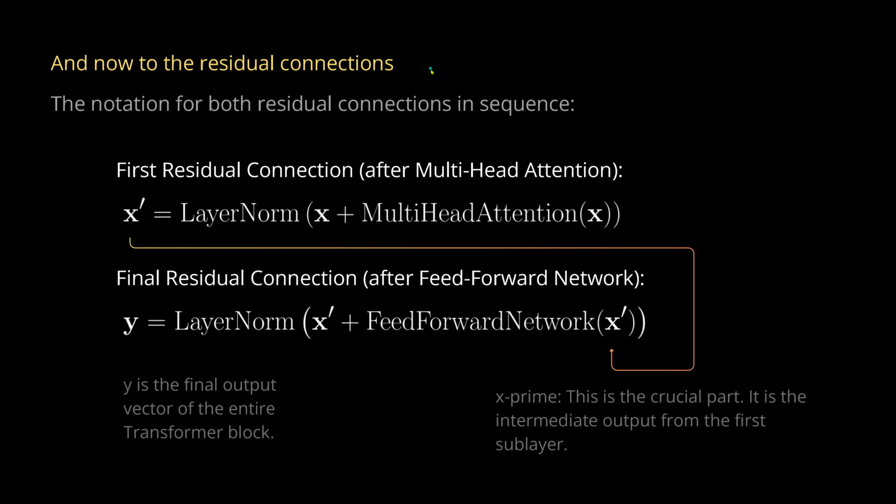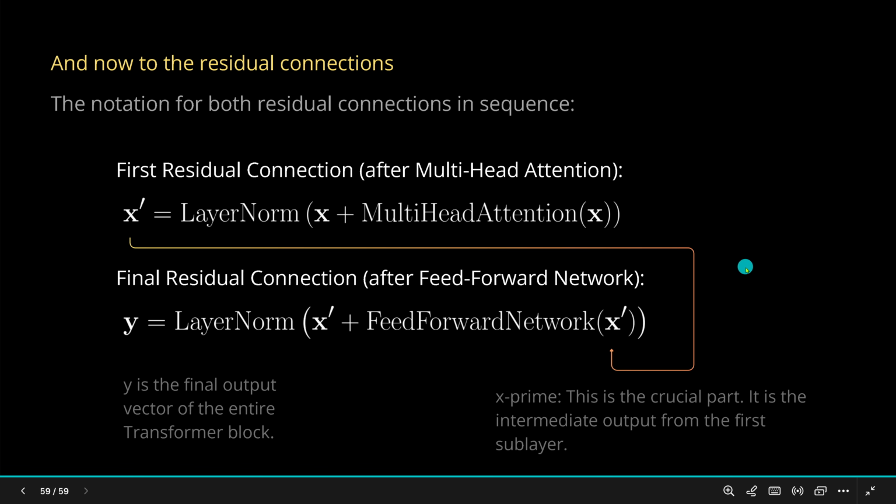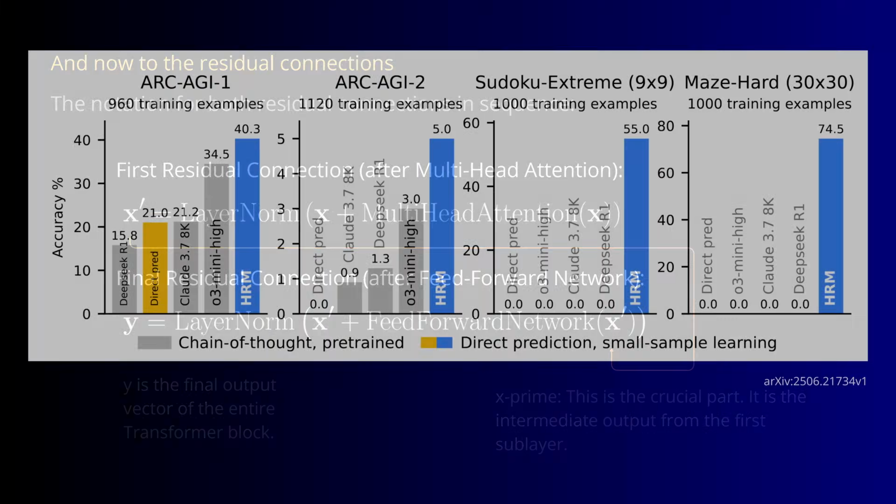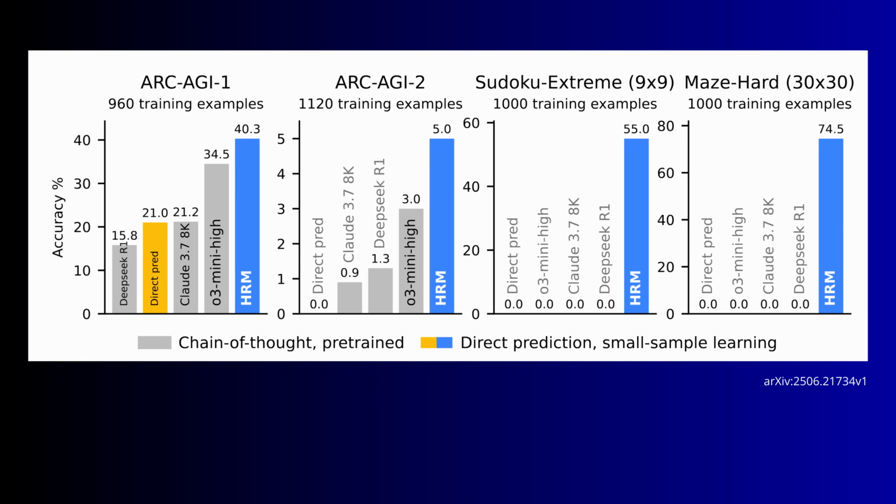But remember, we have two, no? We have the first residual connection after the multi-head attention with a layer normalization, and this then goes into our second, final residual connection after the feed-forward network, and this is now the final output vector of the entire transformer block. So it is a notation that we know, that we can handle, but it has some real beautiful performance. So therefore, if you want to think about a new architecture for the next generation of AI models, I think this is kind of a brilliant solution.